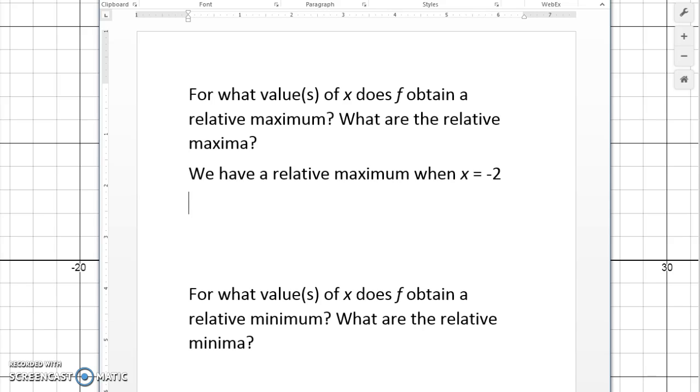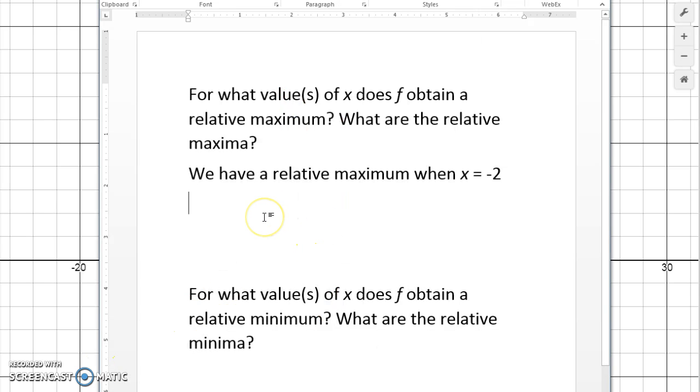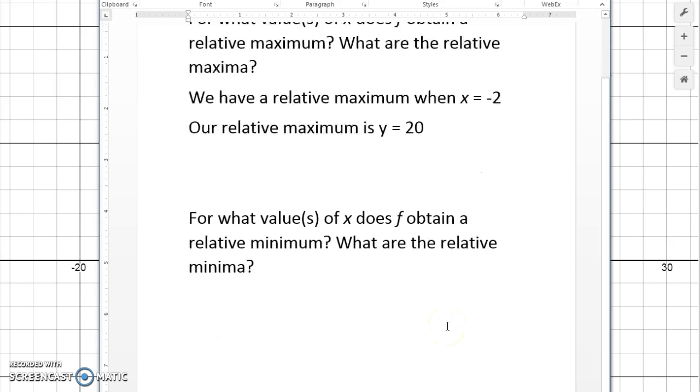And the relative maximum is the y value that we see. So this point reaches a height. It goes all the way up to 20. So our relative maximum is 20. Or if you wish, y equals 20. Maxima is purely a plural. The x value is the location and the y value is the maximum.